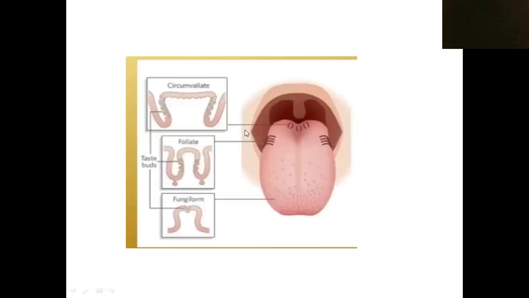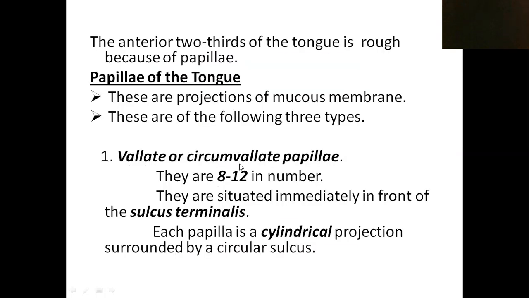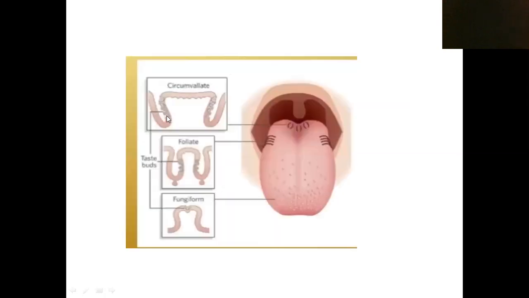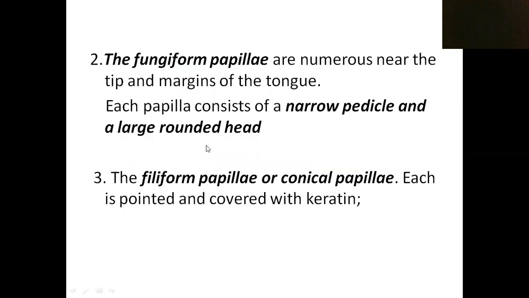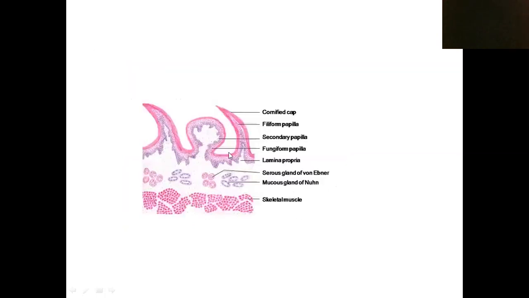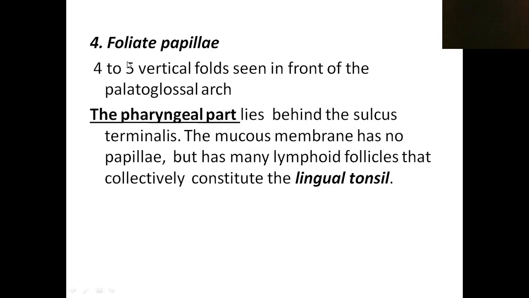So 3 papillae are clear. First, circumvallate papillae, which are cylindrical shaped, seen just in front of the sulcus terminalis. 8 to 12 numbers are there, and taste buds are seen on the side walls. Second, fungiform papillae, with one rounded head and a narrow pedicle, and taste buds on the upper surface. Third, filiform papillae, whose apex is covered with stratified squamous keratinized epithelium.